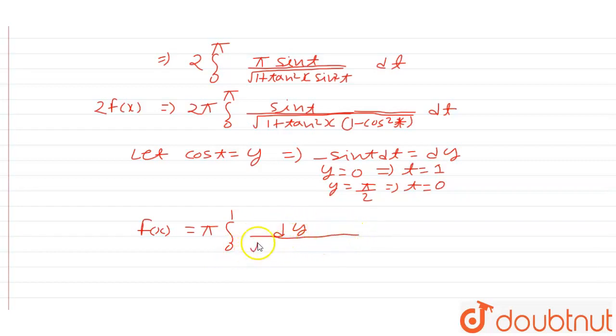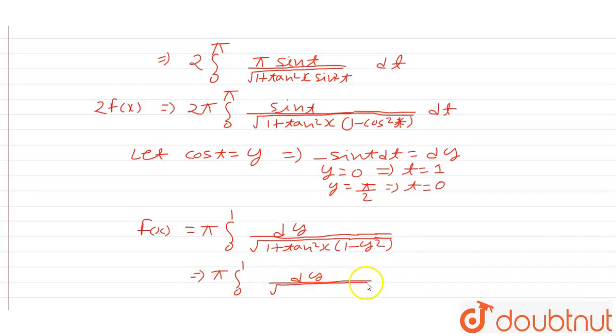by root under same thing, which one? 1 plus tan square x into 1 minus y square, because we also now consider y is nothing but cos t. So cos t is nothing but cos square t, so y square. Okay, and next it will come like integral of 0 to 1 dy divided by root under 1 plus tan square x is nothing but sec square x. So sec square x minus y square tan square x.